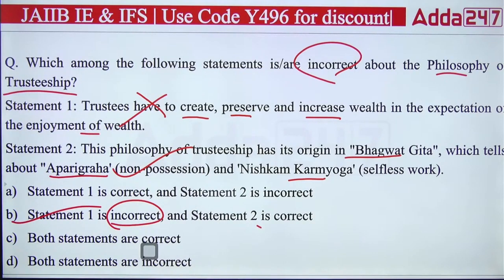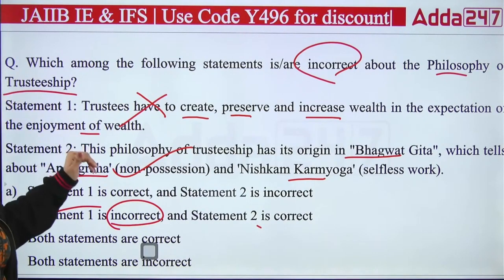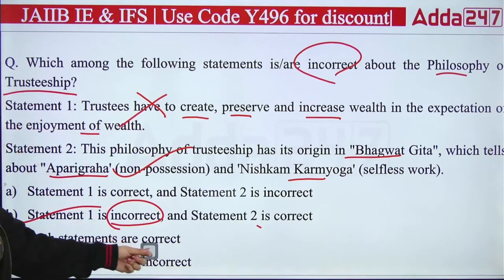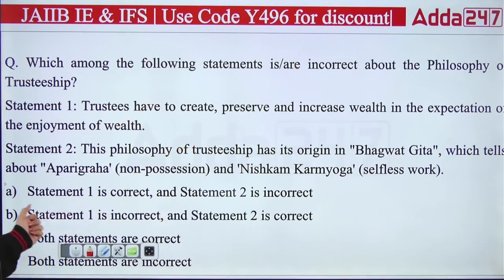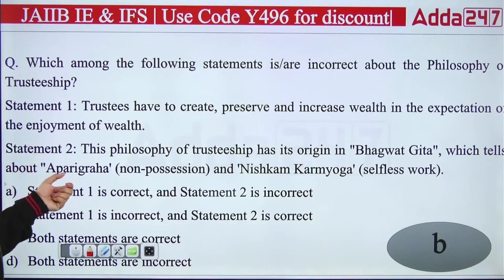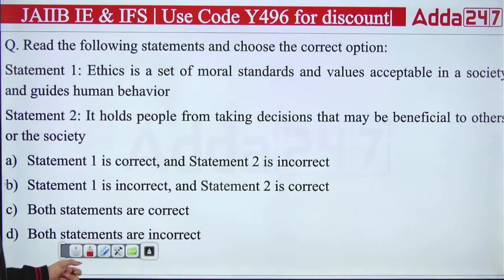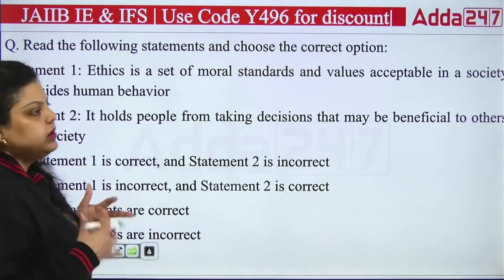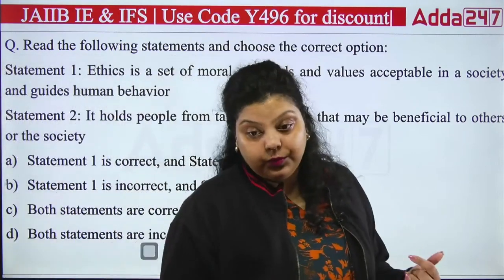Trustees are not creating, preserving or increasing wealth in expectation of enjoyment of the wealth. So the right answer is, your first is incorrect, but the second is correct. Right answer is B. Their origin is true, but the enjoyment of wealth is not the reason behind working.